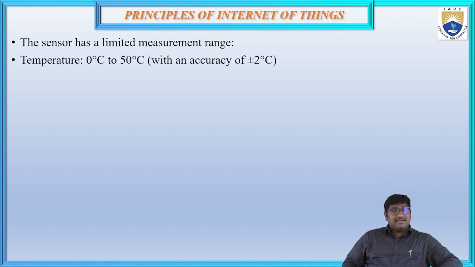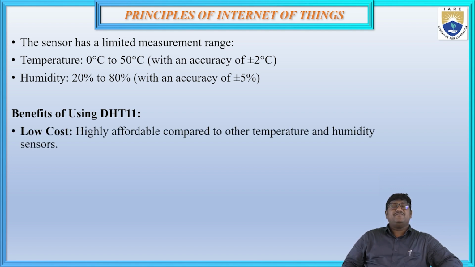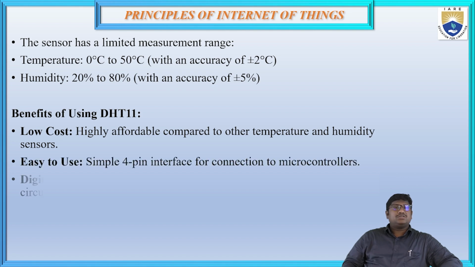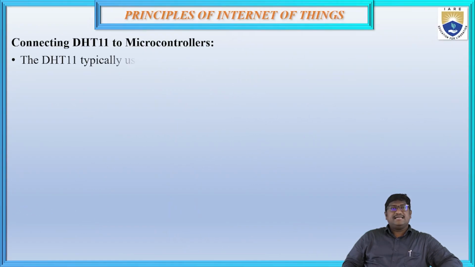This sensor has a limited range, as I told you: temperature is measured between 0 degrees and 50 degrees, and humidity between 20 and 80 percent. These are the benefits of using DHT11: low cost, easy to maintain, digital output, compact size. These are the benefits of using DHT11.